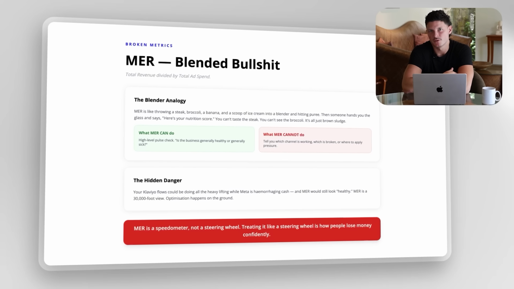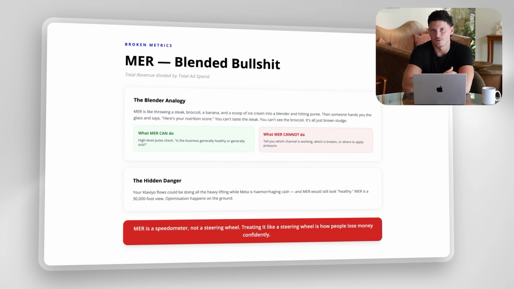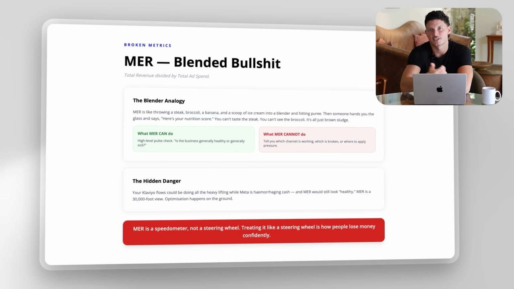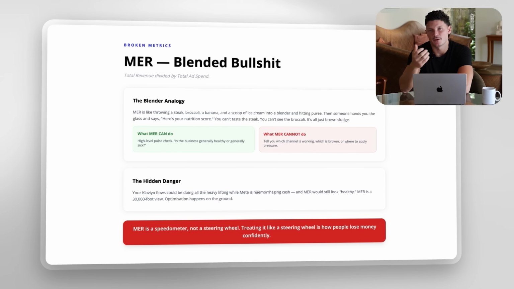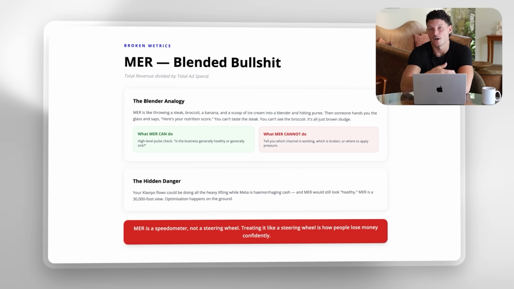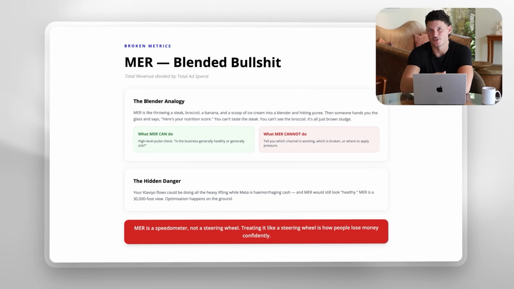Don't get me wrong, MER is useful for answering things like, are we overspending relative to revenue? Is marketing efficiency improving or declining? And can the business afford to spend more overall? It's a financial efficiency metric, not a channel diagnostic tool. MER doesn't tell you if Meta ads are profitable. It doesn't tell you if email is carrying the weight of the world. Your Klaviyo flows could be bringing in all the revenue, while your Meta ads could be hemorrhaging cash. And that's dangerous, because MER blends everything into one pretty number that sounds useful. You can't diagnose with it, you can't optimize with it, and you definitely can't fix a broken channel with it.